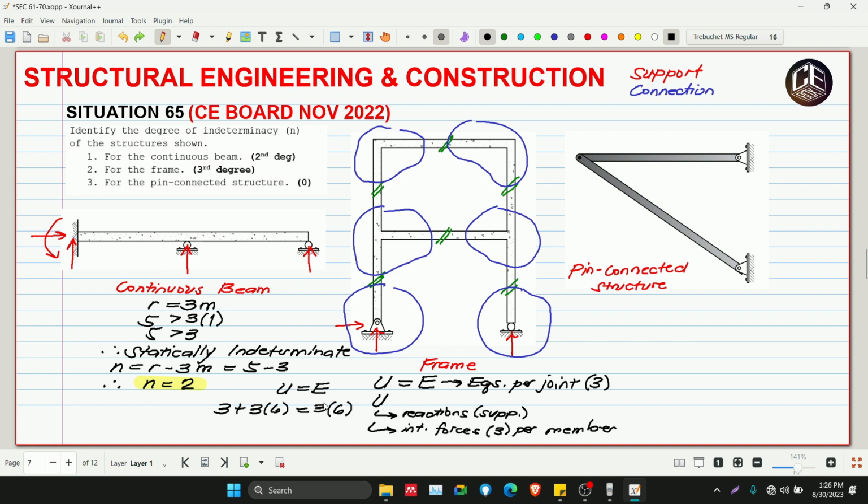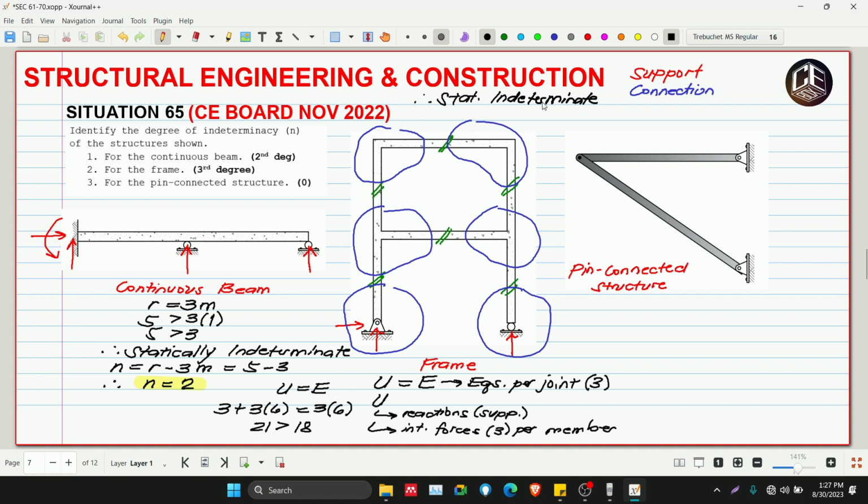Eh bakit 3 ang ating equations para dyan sa joint na yan? Okay, remember, kapag pinat natin tong member na to, lalabas dyan or i-consider natin yung ating 3 internal forces. Kaya 3 pa rin yung ating equations na gagamitin dyan. So, ilan to? So, 3 plus 18, that is 21, sorry. Which is greater than 3 times 6, 18. So, since ang ating U is greater than E, or ang ating unknowns ay greater than sa equations for equilibrium, therefore, ang ating frame dito is statically indeterminate.